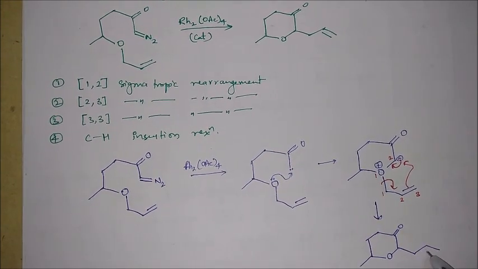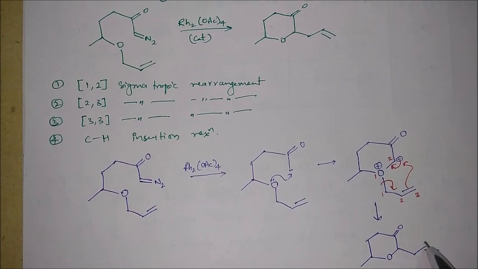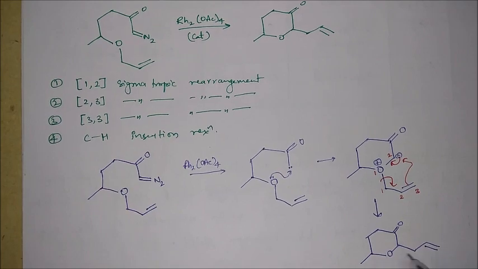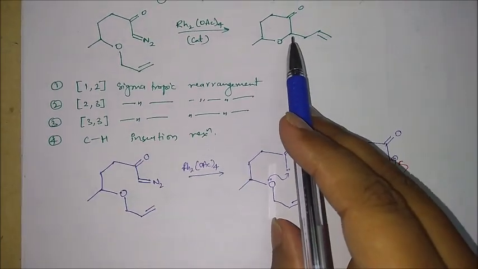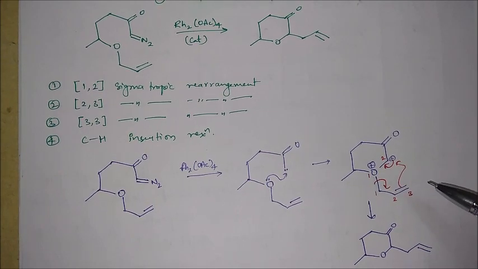Okay, so you will get a product like this, because this is 3, 2, 1, and the bond will be between 2 and 1, so it will be like this. So this is the product which you can see in the question. So what are the things which you should know to solve this question?